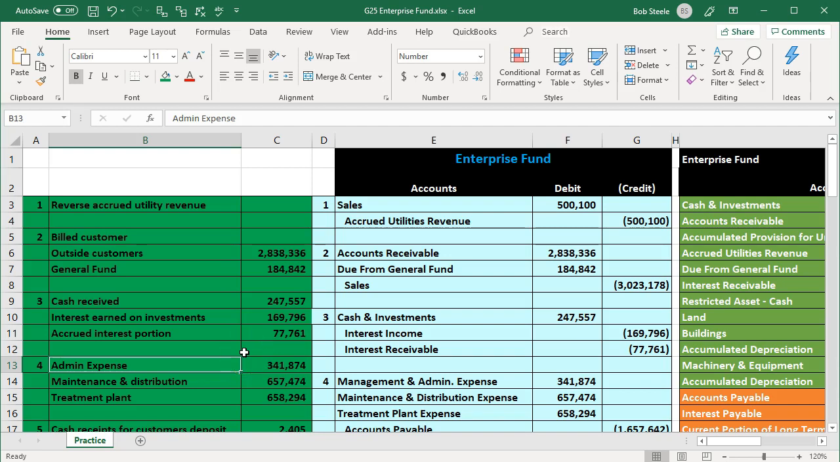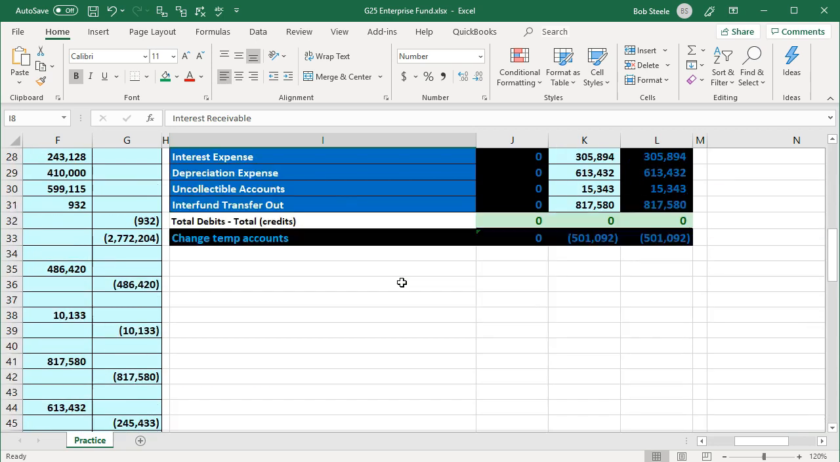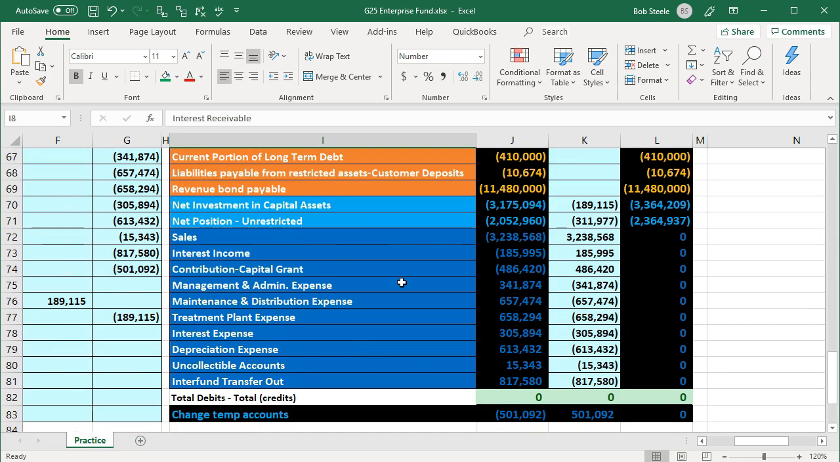In this presentation, we will continue on with our practice problem related to the enterprise fund, this being part 2. We got the information on the left side. We've entered that information into the blue area on the right side, thus far entering information into the general journal, journalizing the journal entries, and then posting them to our worksheet. We've also done the closing process, as can be seen down below.